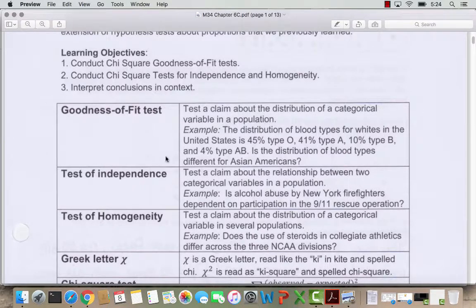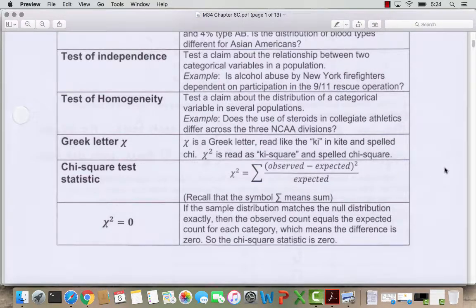These three new hypothesis tests are the goodness of fit test, the test of independence, and the test of homogeneity. And the examples here really clearly illustrate the difference. Chi-square test uses the Greek letter chi here. So we read it like the chi in kite, but it's spelled like chi. And then the chi-square is read as chi-squared.